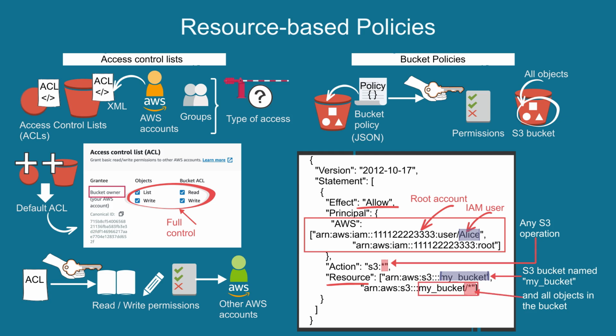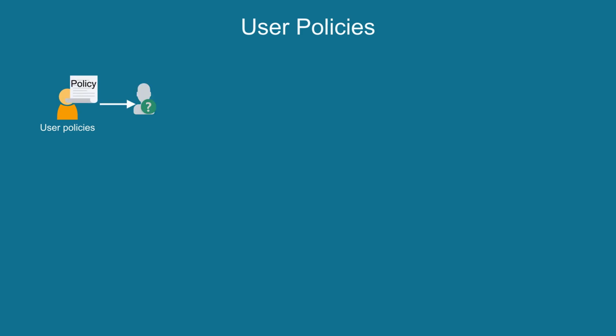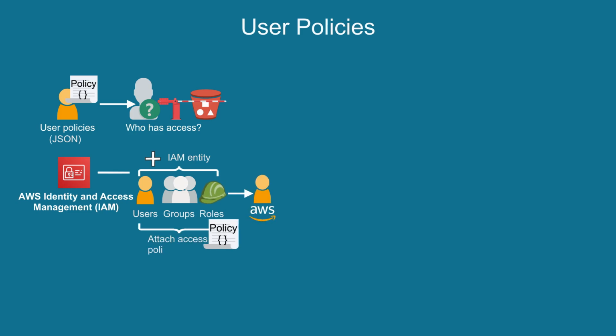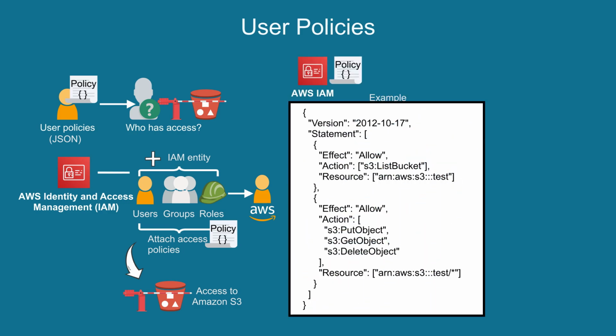User policies control who has access to your Amazon S3 resources and is written in JSON. You can use AWS Identity and Access Management, AWS IAM, to create users, groups, and roles in your account and attach access policies to grant them access to Amazon S3. Let's look at an IAM policy example. Unlike bucket policies, IAM policy does not require a principal element, because the principal is by default the entity that the IAM policy is attached to.